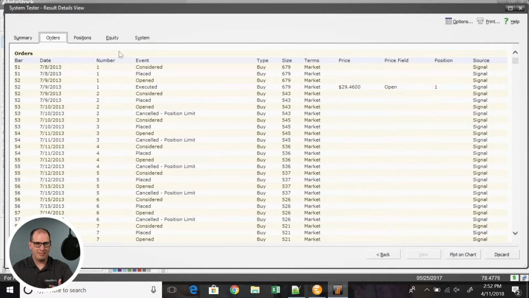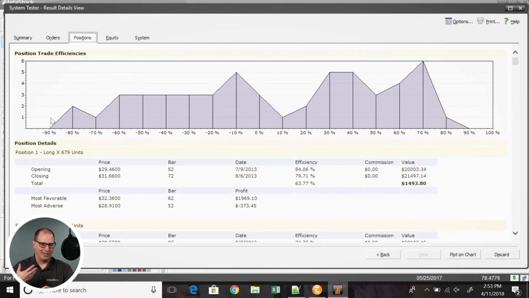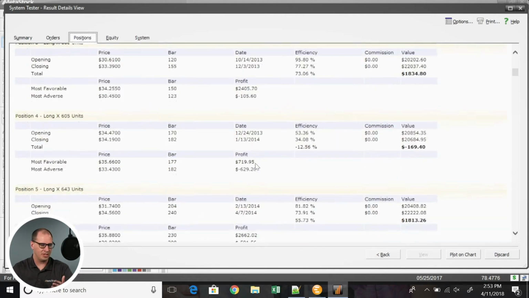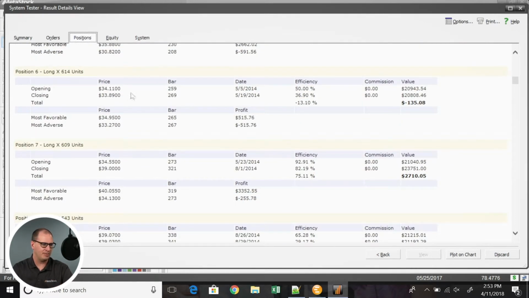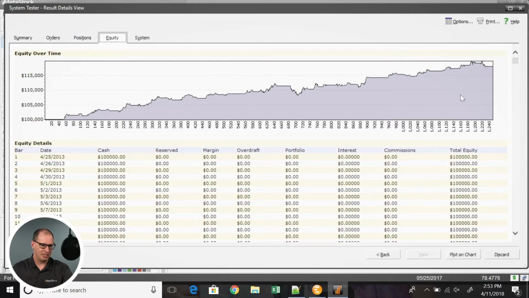So the orders tab basically shows you an overview of all the orders that were placed, if they were considered, filled, what happened with them. Positions gives you how each individual position actually performed. You can go through each of those individually. But where I really like to focus is here. It's on the equity line.